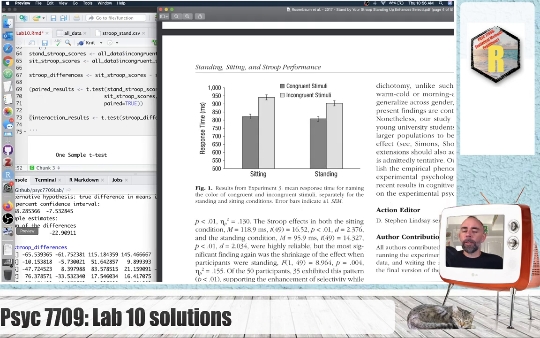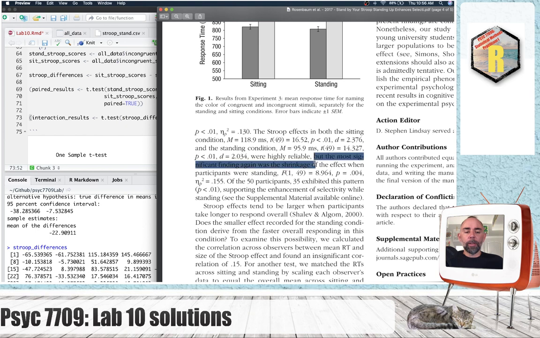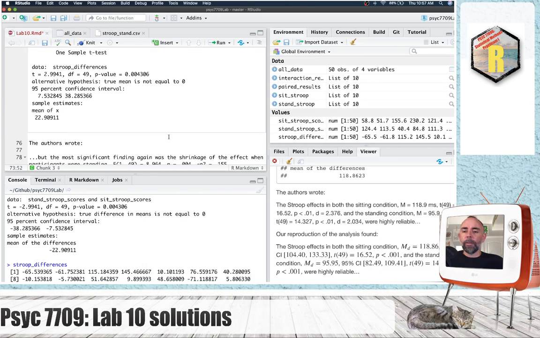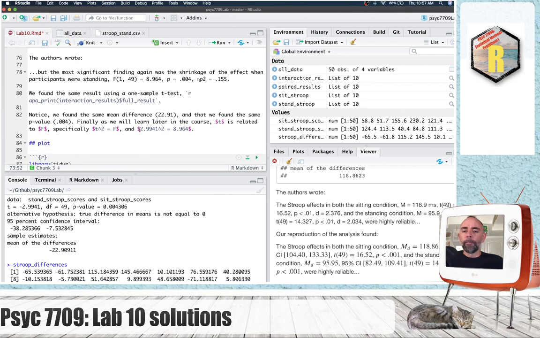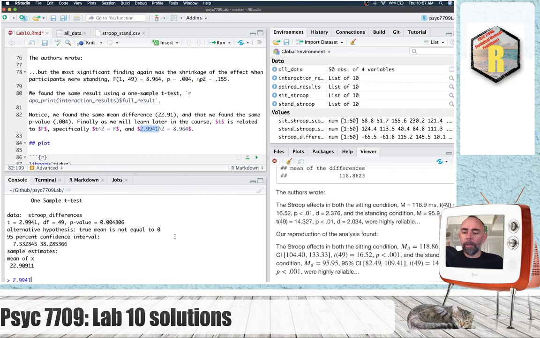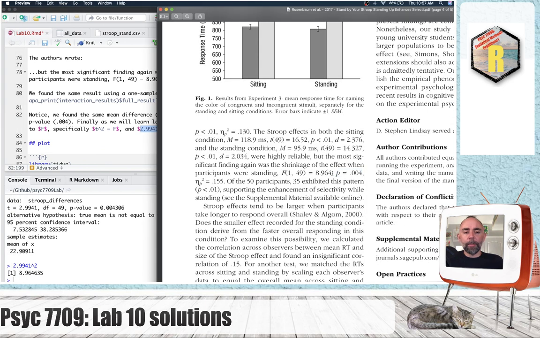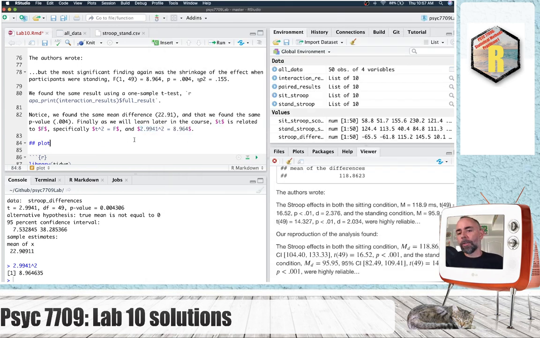So what does this have to do with what the authors did? Well, when it comes to the important effect right here, the most significant finding was the shrinkage of the effect when participants were standing. They reported an F-value of 8.964 and a p-value of 0.004. Notice the p-value that we've obtained is the same, 0.004. Also, if you take the t-value, 2.9941 that we found, and if you square this value, you get 8.96, which is the F-value that they reported. And we'll learn in upcoming labs that there's a relationship between t values and F values, namely t squared equals F.